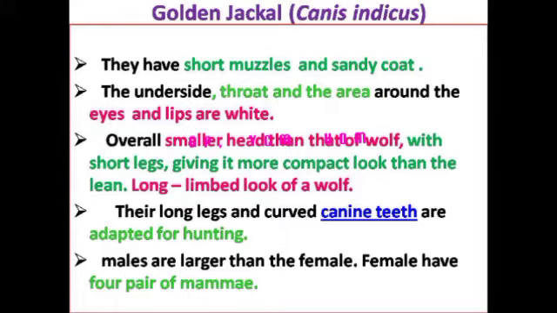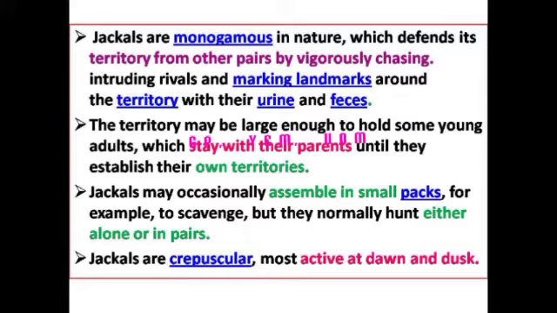And then jackals are monogamous in nature, and they defend their territory from other pairs by chasing other animals. They have their own marking landmarks in their territory, and they mark the territory with the help of urine and fecal matter. Some young ones may live along with their parents for some time, and occasionally they assemble in a small pack, especially during scavenging or hunting. Okay, so these are the characters of the golden jackal.